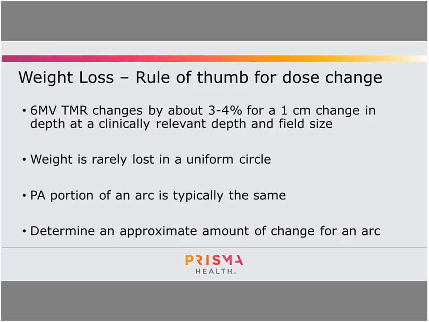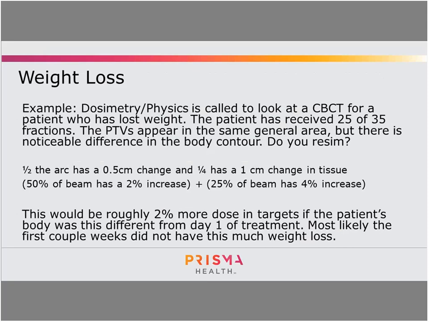And so when I was trying to think of a good way to explain this, I wrote up a little problem here. All right, so here's my weight loss problem. Dosimetry in physics is called to look at a cone beam CT for a patient who has lost weight. The patient has received 25 of 35 fractions. The PTVs appear in the same general area, but there is a noticeable difference in the body contour. Do you re-sim them?